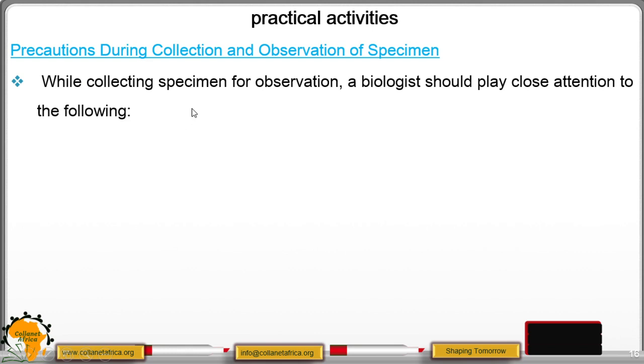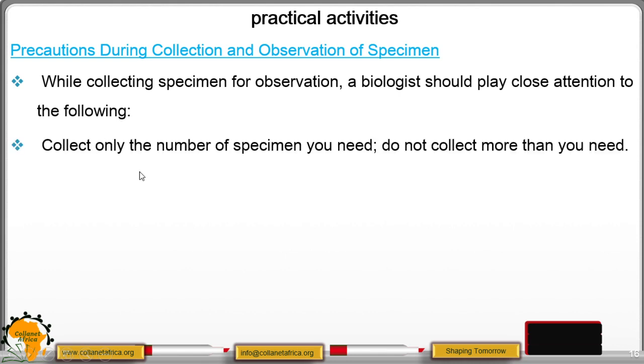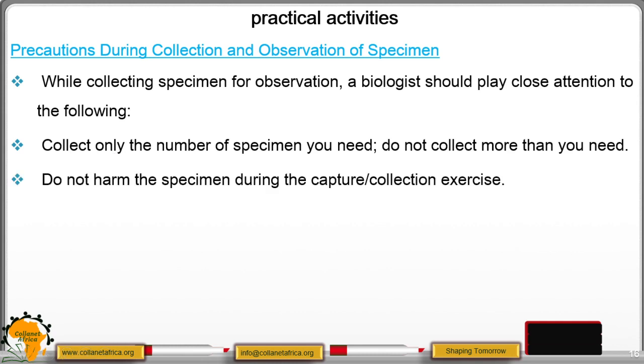One is that while collecting specimen for observation, a biologist needs to collect only the number of specimen needed. Do not collect more than you need. Do not collect excess. If you need 2, just collect 2. That will be enough, so that we do not destroy the organisms in our environment. Again, do not harm the specimen during capture or collection. Do not injure them. Handle them with care so that they will be available for the next lesson.